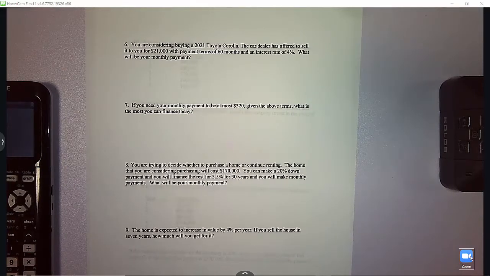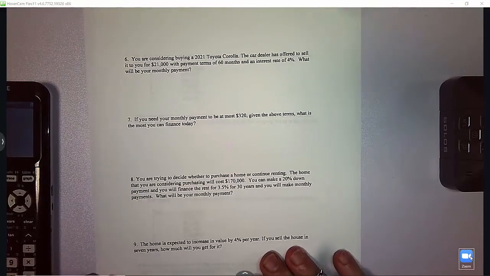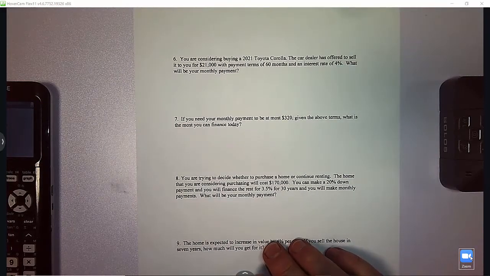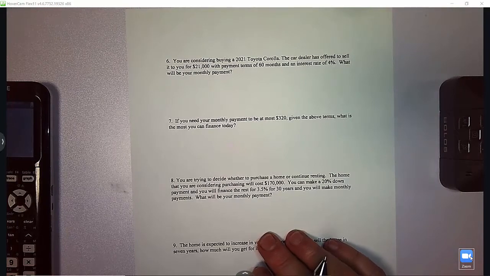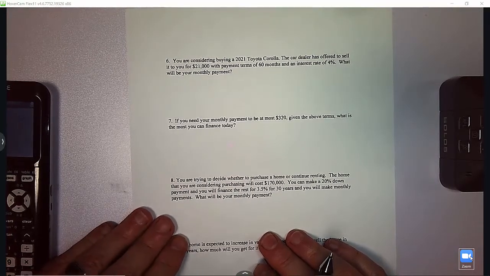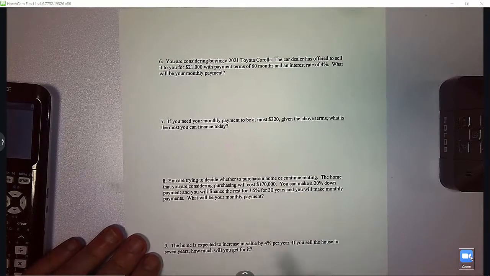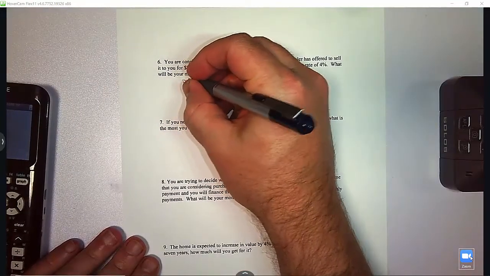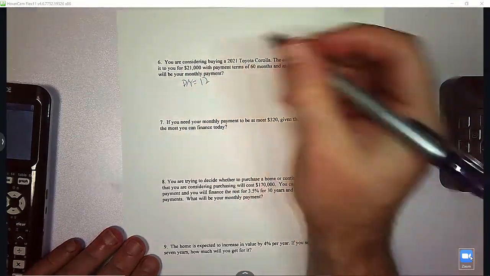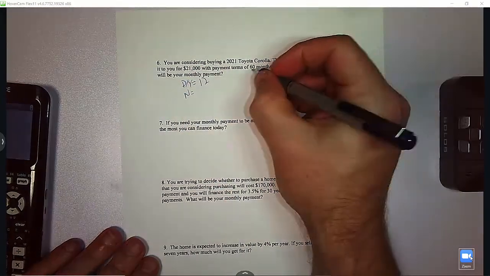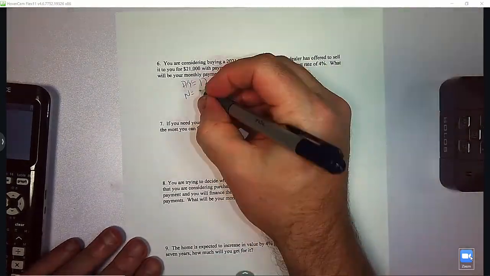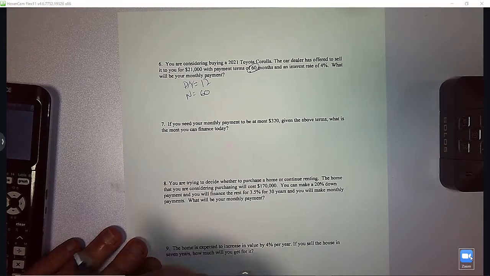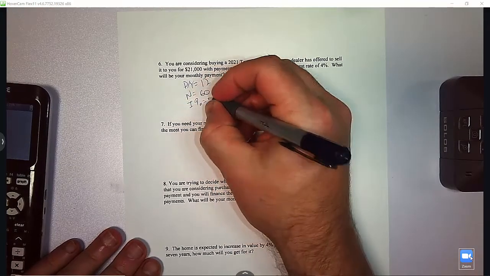So the first question says, you're considering buying a 2021 Toyota Corolla. The dealer has offered to sell it to you for $21,000 with payment terms of 60 months and an interest rate of 4%. What will be your monthly payment? So the interest rate is an annual interest rate, but we're going to let the calculator calculate the periodic rate for us. Our payments per year are equal to 12. Our N is going to be equal to 60. That is 5 years of payments at 12 payments per year. Our interest rate is equal to 4.